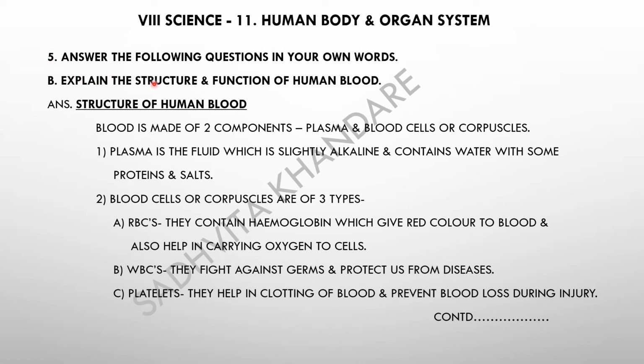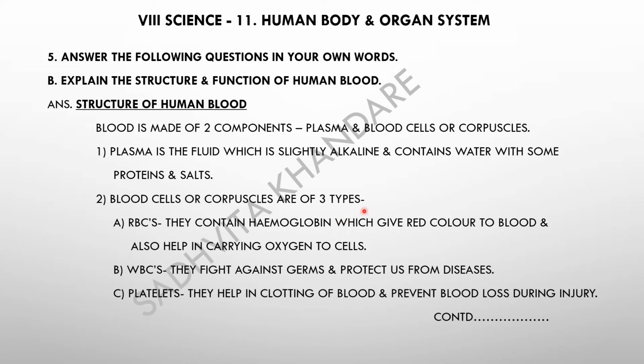Explain the structure and function of human blood. Structure of human blood. Blood is made of two components, plasma and blood cells or corpuscles. Plasma is the fluid which is slightly alkaline and contains water with some proteins and salts. Plasma is the liquid part, children. It is slightly alkaline. It contains water with some proteins and salts. Second component, blood cells or corpuscles. We call it as corpuscles also.